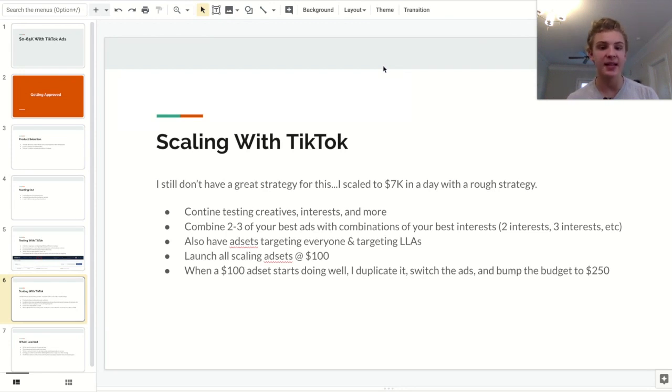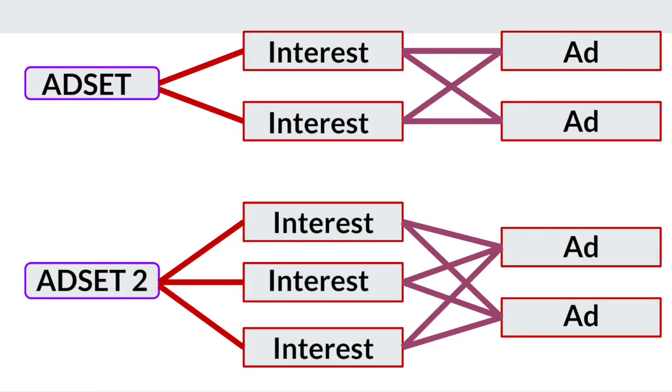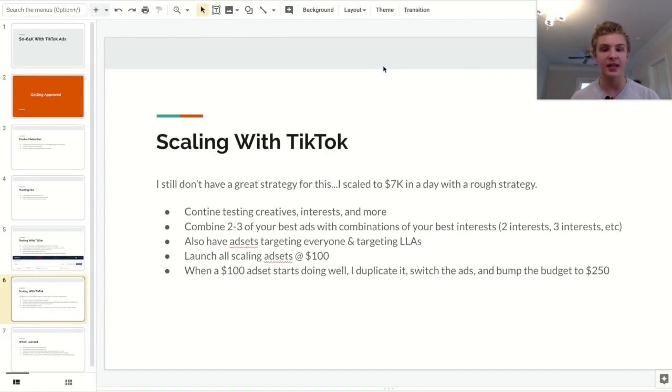In another ad set, I would have interest 3 and interest 4. And in another ad set, I would have interest 1 and interest 3 and interest 5. And then just going from there as far as different variations and different combinations of your best interest combined with your best creatives. I also use ad sets that still target absolutely no one, maybe narrowing down by like the age or the placement, but I really just don't touch targeting at all.